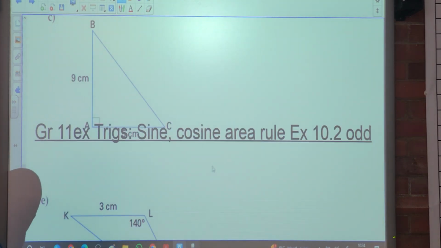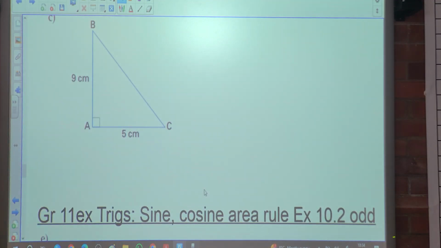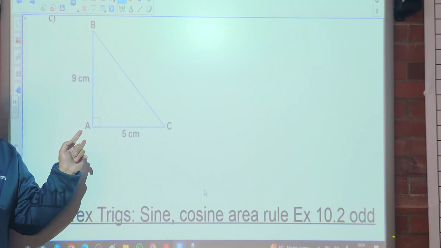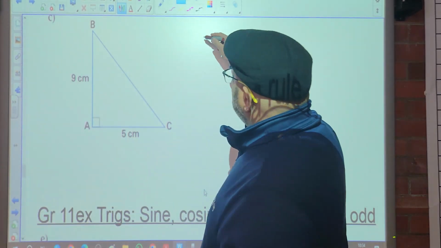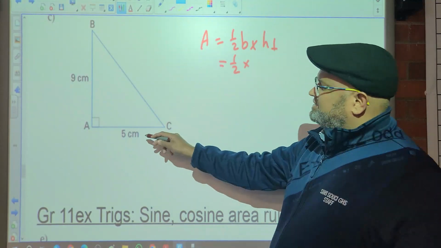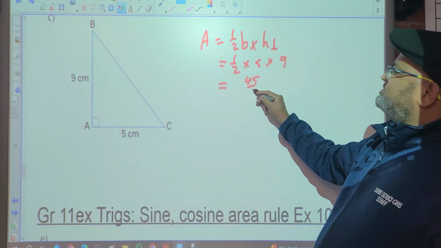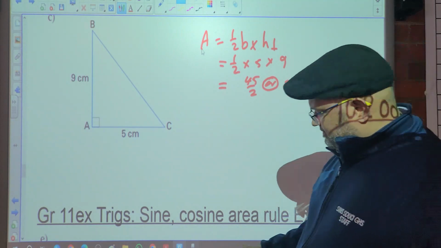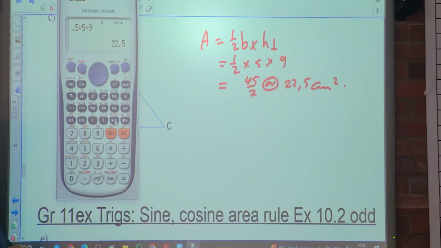Let's go with C. Again, we have two lengths and included angle. But we say, hang on, this is a right angle triangle. So do I have to go with the area rule here? No. I could have just gone area is equal to half base times perpendicular. So you go half. What's my base? 5. What's my perpendicular? So it's going to be 45 over 2, or 22.5 centimeters. Okay, you all agree with that?